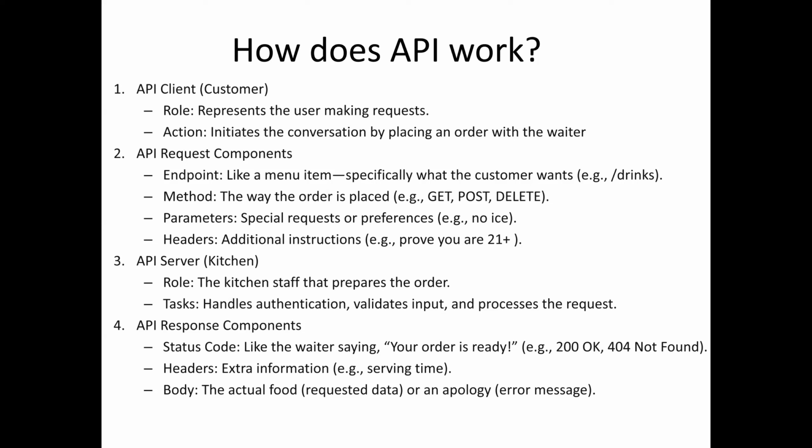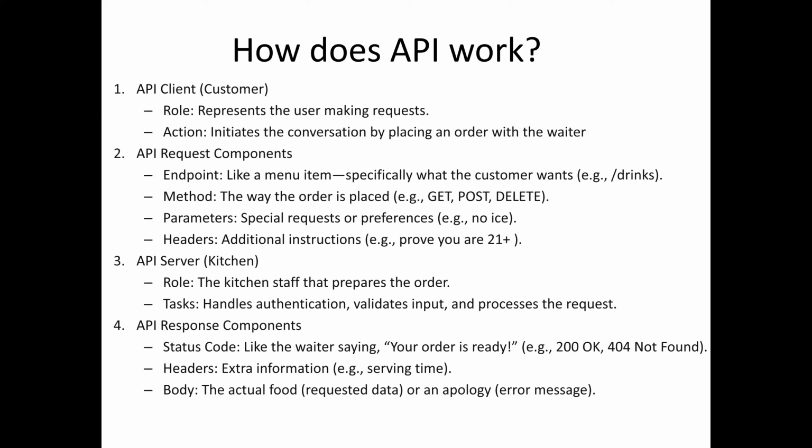And there are several components you want in your request or order. For example, you are only allowed to order things on their menu. So this specifies what you are allowed to order. And the method is how you want the order to be placed. For example, whether you want to dine in or take out. The parameters are special requests or preferences you want for the drink or food. For example, you don't want ice in your drink, and you are able to put that in the request parameters.